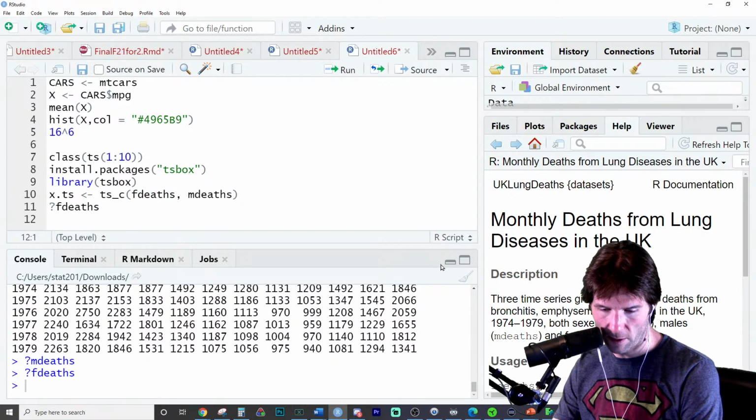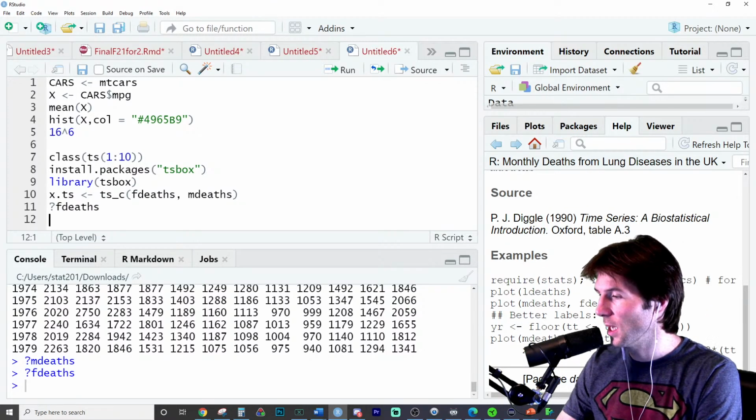Just taking a look at what the package does right here. So looks like just deaths.